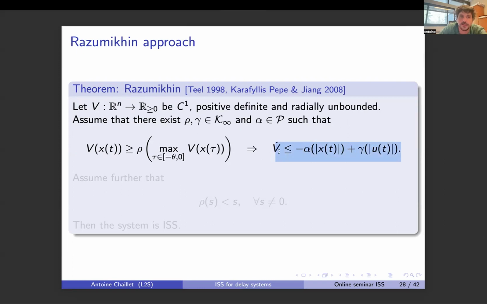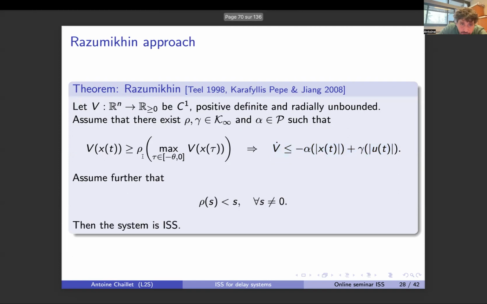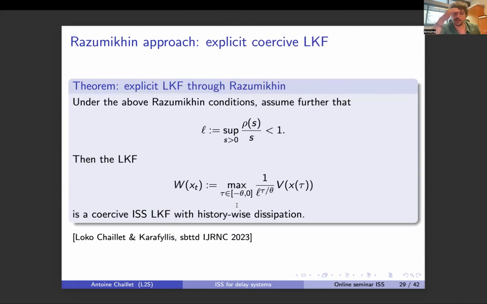That's what it says. And the function rho involved here quantifies how big V must be in order for this to hold. If rho is smaller than the identity everywhere, then the Lyapunov-Razumikhin approach tells me that the system is ISS. So this has been formalized by Teel in the ISS context and also by Jason, Pierre-Domenico, and Zhong-Ping in 2008. Another result we have on this topic is that when you have such a Razumikhin assumption, you can actually build a coercive Lyapunov-Krasovskii functional for free, almost.